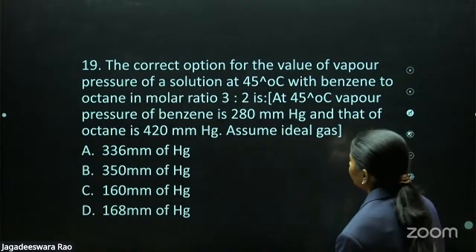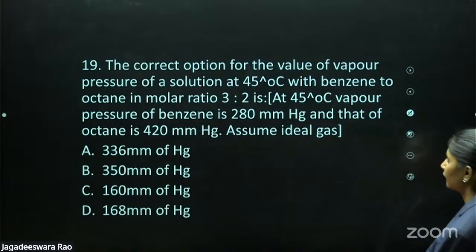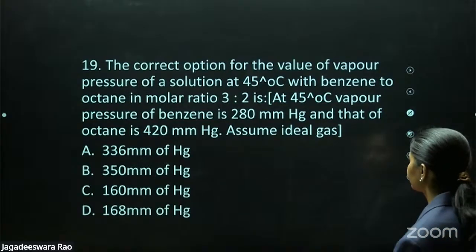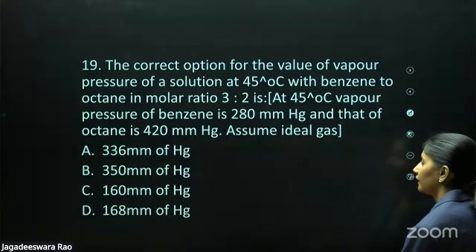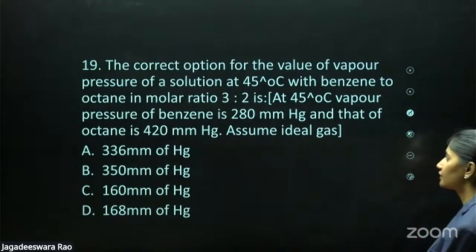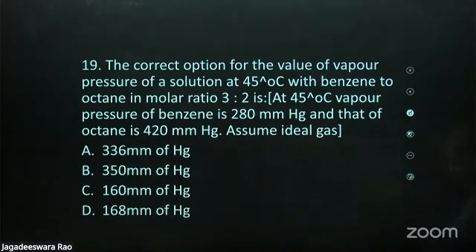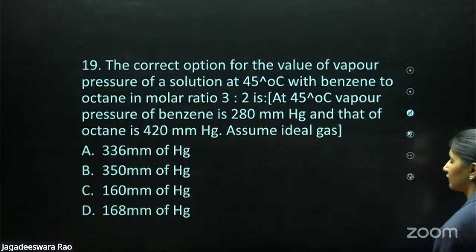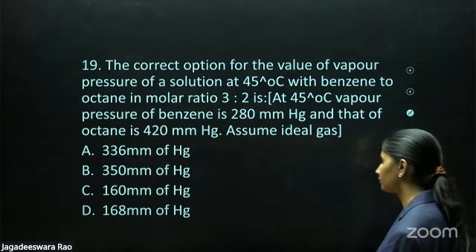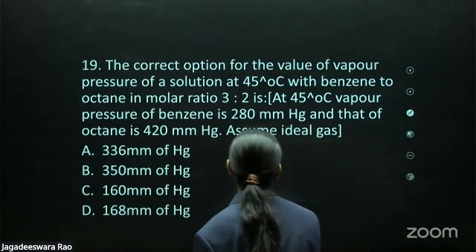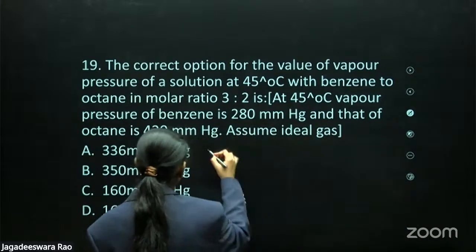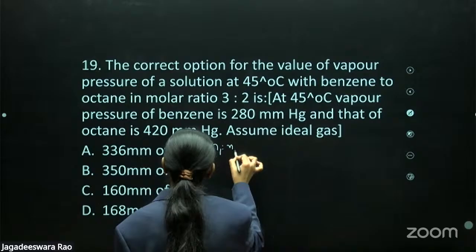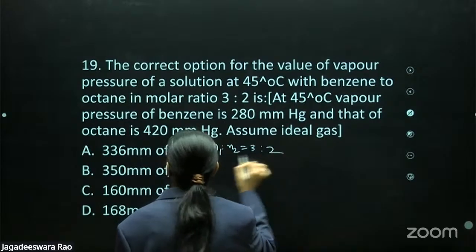Yeah, what is the correct option for the value of the vapor pressure of the solution at 45 degrees Celsius with benzene to octane in the molar ratio of 3:2. At 45 degrees Celsius, the vapor pressure of benzene is 280 millimeter of mercury and that of octane is 420 millimeter of mercury. You assume that they are ideal gases. Okay, well solved. They have given the molar ratio, that is N1 is to N2 equals 3 is to 2.